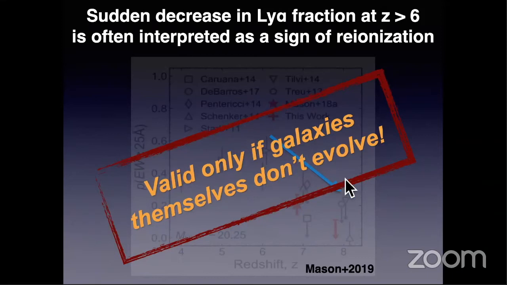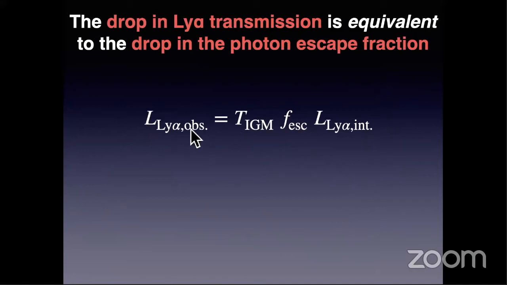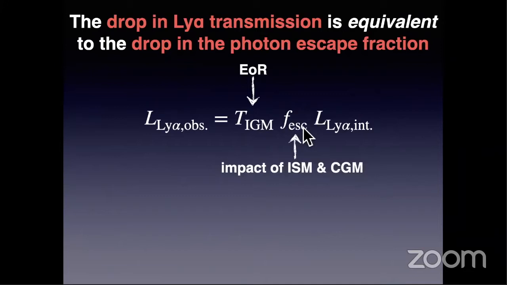So just to see the basic arguments, this equation relates the observed Lyman alpha luminosity with the intrinsic luminosity, and this relation is set by the transmission in the IGM. This is how the drop in Lyman alpha abundance or fraction is used, through the transmission in the IGM, to try to quantify the neutral fraction. However, there is this component, the F escape, which is highly debatable at high redshift. It's the least constrained at these high redshift epochs, and it mainly captures the physics of the ISM and also the CGM.